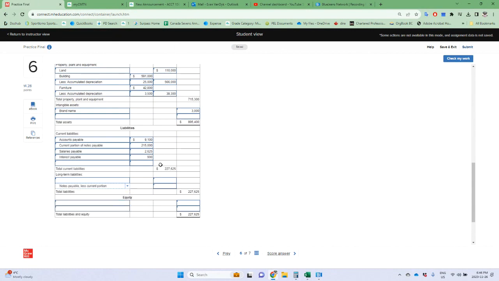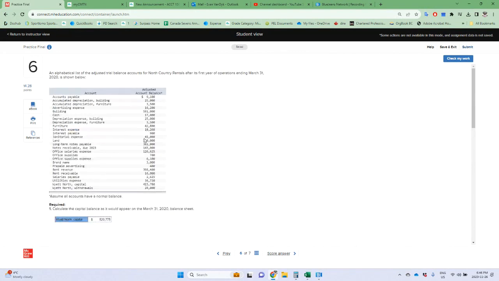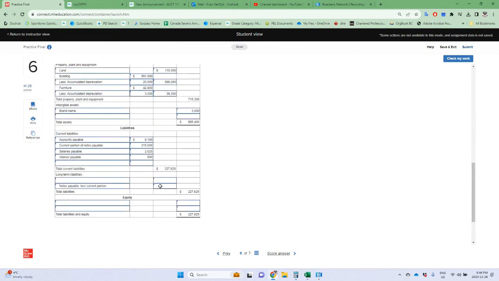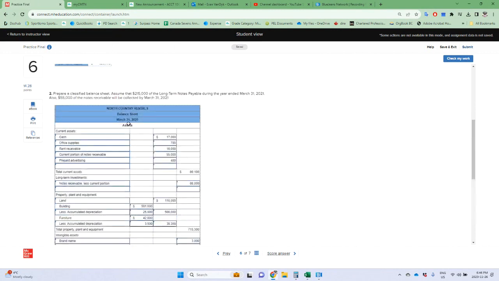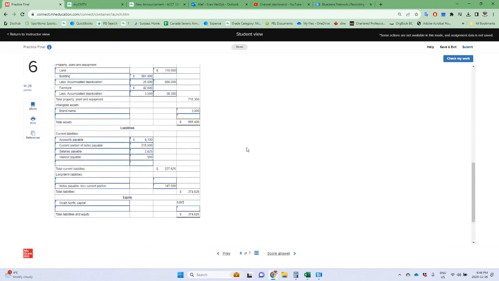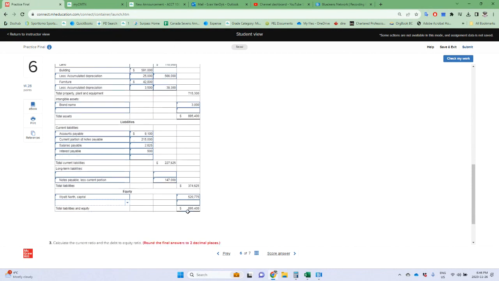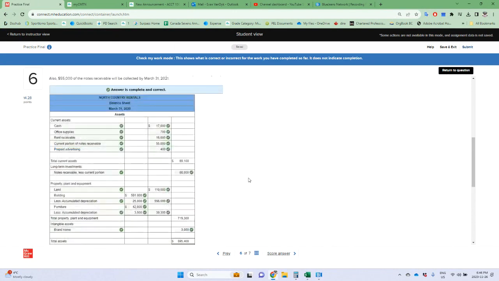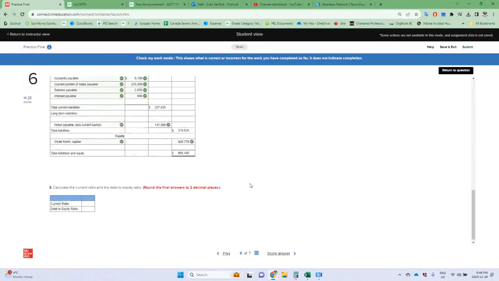We have our notes payable, so we put 215 here. We don't want to include the whole amount. Notes payable, 362 minus 215. And here we can see if we balance. So 520,775. And we do balance. So we can basically check to see if our answer is correct. We've got it all there. Perfect.